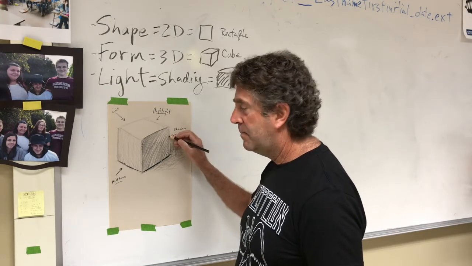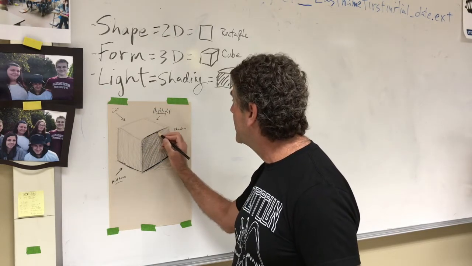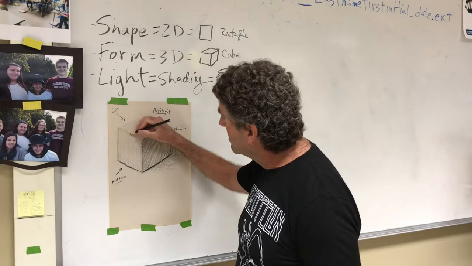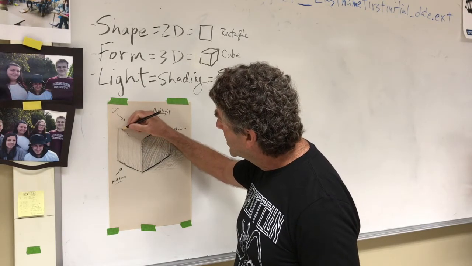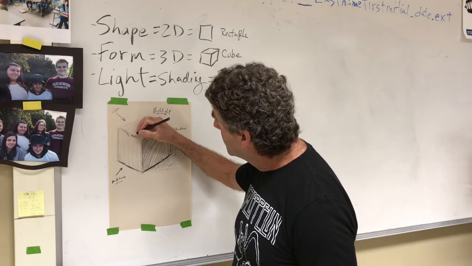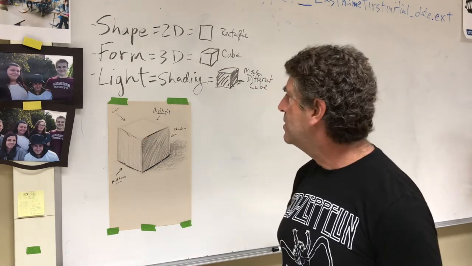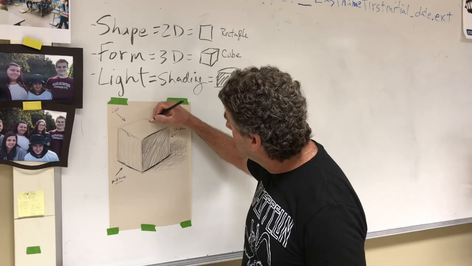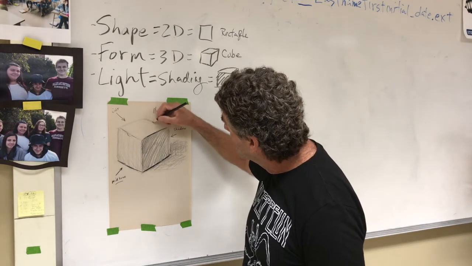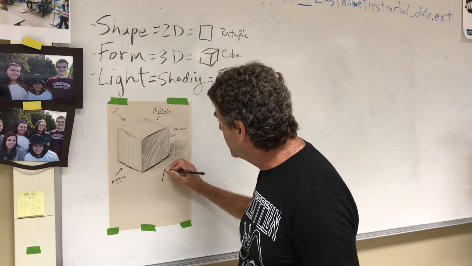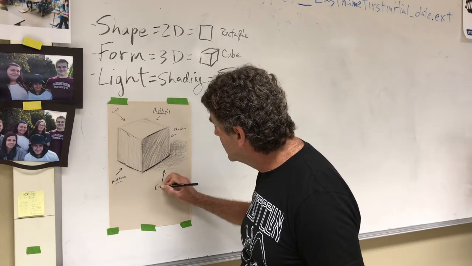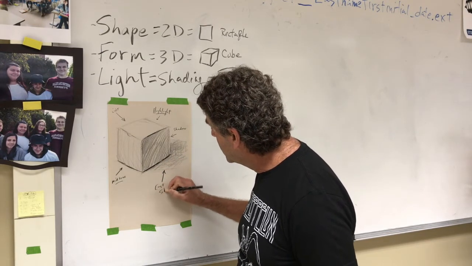Okay, and that's about it. This does have some other little details. There's this little thing here. But generally speaking, that's my cube. I might add a little bit back here because there is that curve. All right, so I'm going to label this cast shadow.